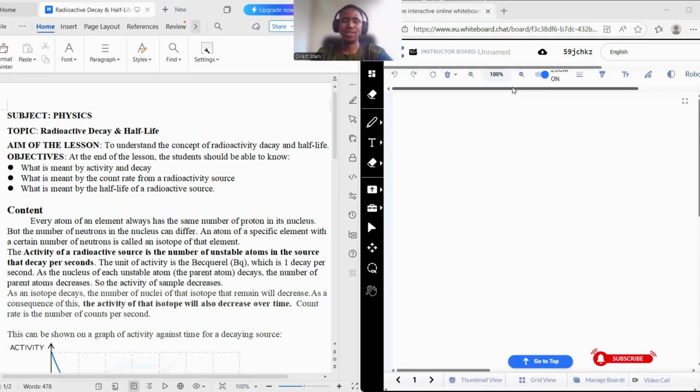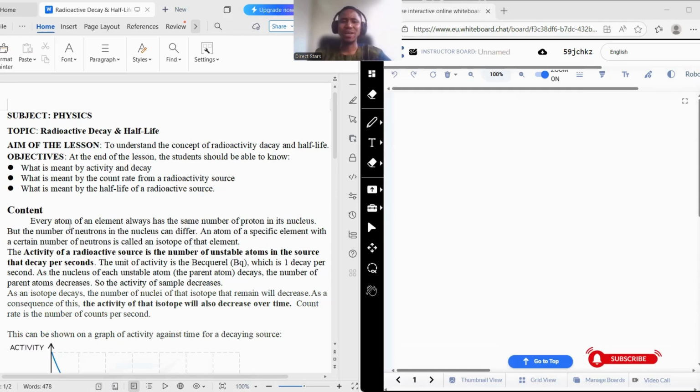Our subject for today is physics, while our topic is radioactive decay and half-life. The aim of today's lesson is for you to understand the concept of radioactive decay and half-life. The objective is for you to know what is meant by activity and decay, what is meant by count rate from a radioactive source, and what is meant by half-life of a radioactive source. Let's move into the content.